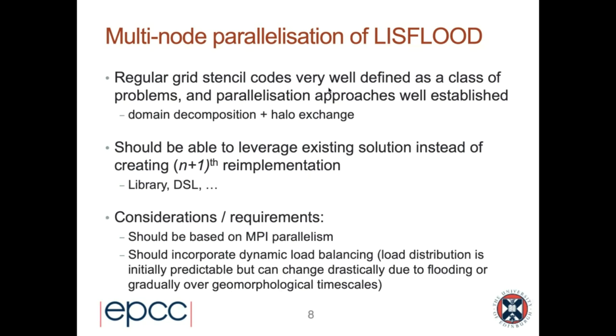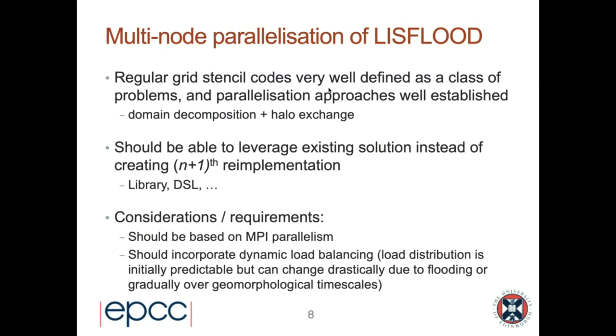So we want to look at software reuse, and especially using all the effort that might have gone into creating something that will give us a lot of flexibility and a lot of performance already as a middleware layer from the perspective of the application developer. So we're looking for something like a library or perhaps a domain-specific language. And the requirement that we place on this is that, first of all, whatever solution we choose should be built on top of MPI.